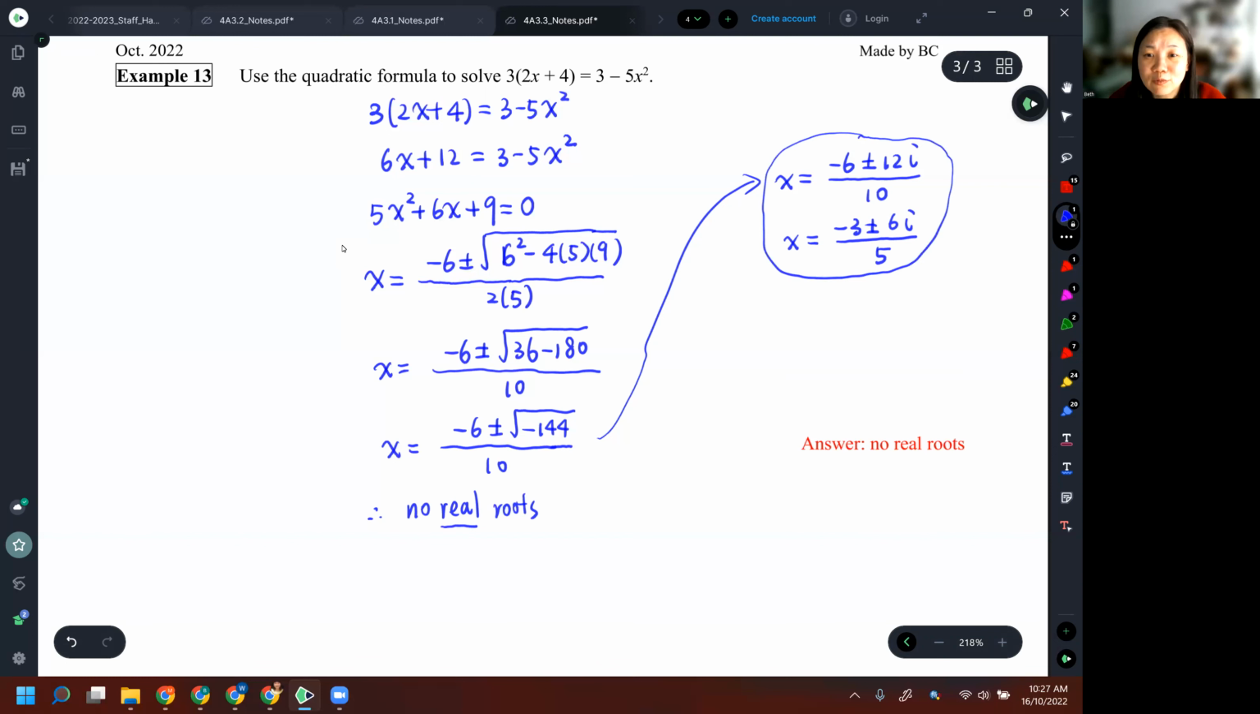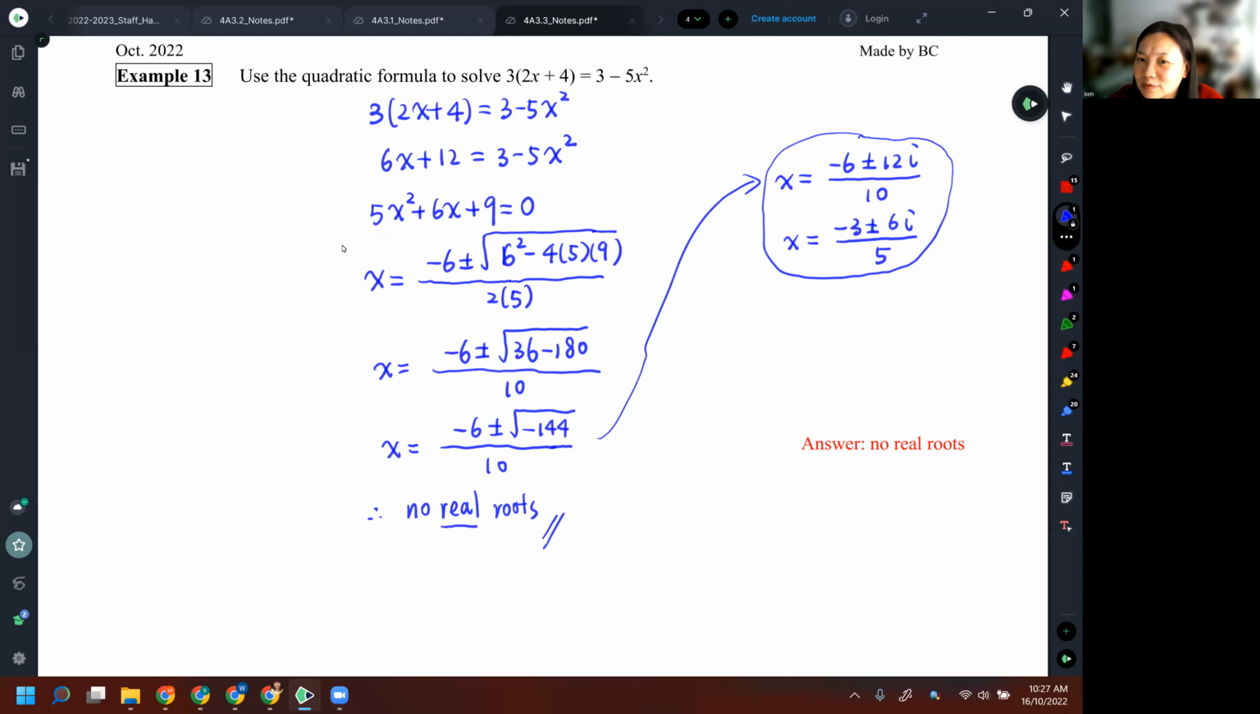But in our textbook, you don't have to find them. But if you find them, it's not wrong. In fact, some questions do ask you to find the imaginary roots, but not all the time. Most of the time, you will stop here. You stop here, and then you're done.